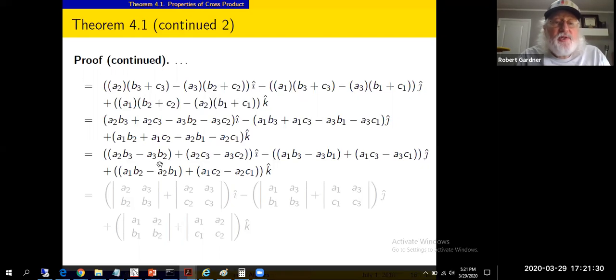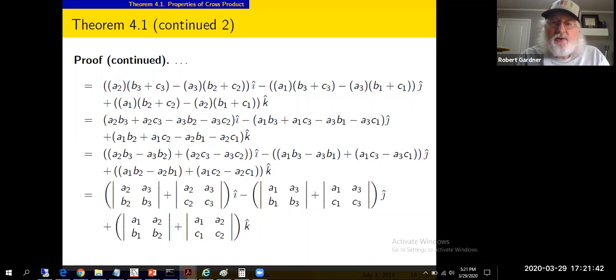We've got no subscripts of 1, no subscripts of 1, no subscripts of 2, no subscripts of 2, no subscripts of 3, no subscripts of 3. And we can actually write those as a bunch of determinants of 2 by 2 matrices. Why would you want to do that? Because we're trying to get this in terms of a cross product. And cross products have coefficients that are determinants of 2 by 2s. So we can rewrite these as the corresponding determinants of 2 by 2s.